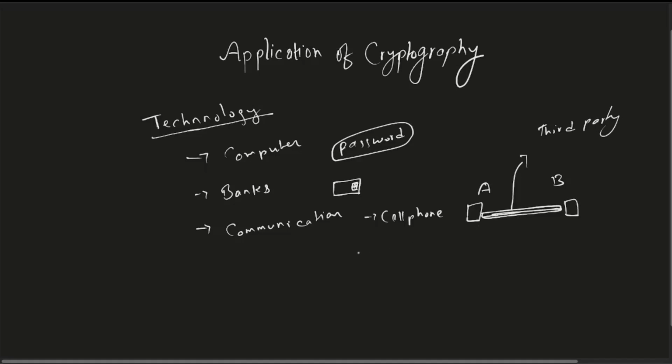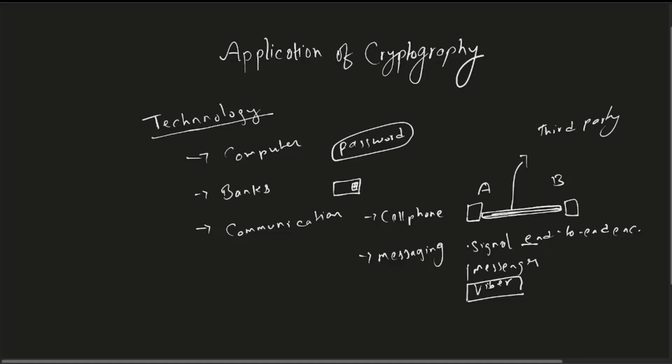This is one area. Another one would be messaging, chatting, let's say on the internet. It uses cryptography. For example, what do you use for chatting? Let's say we use an app called Signal. It uses end-to-end encryption. Or if you even use a messenger these days, even Viber, it uses cryptography to make sure that our communications are made secure.